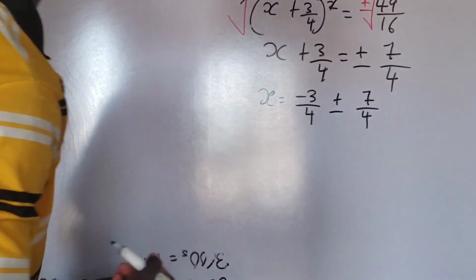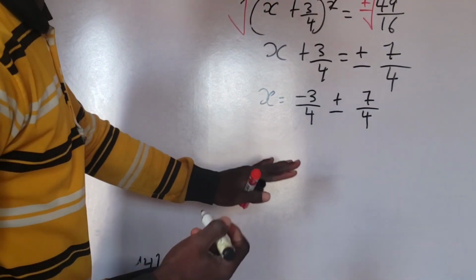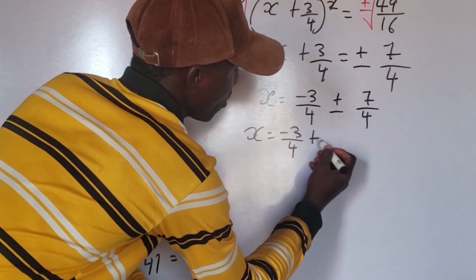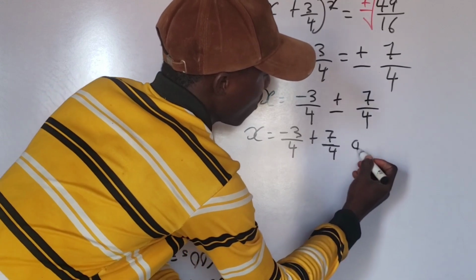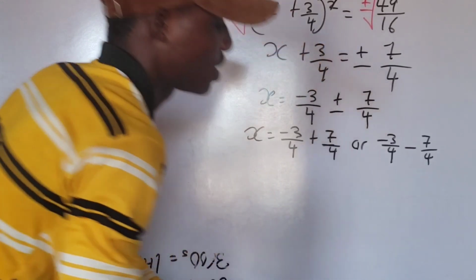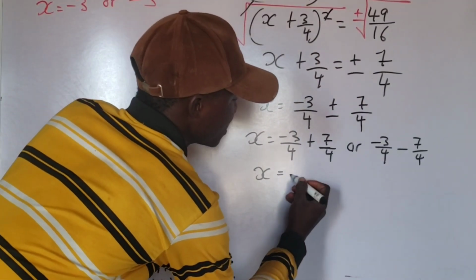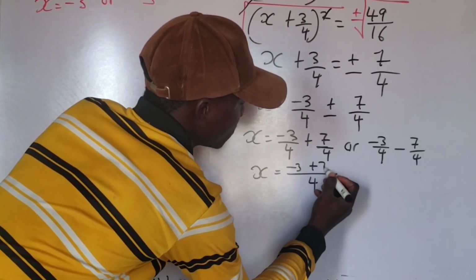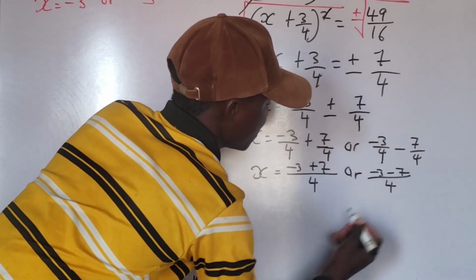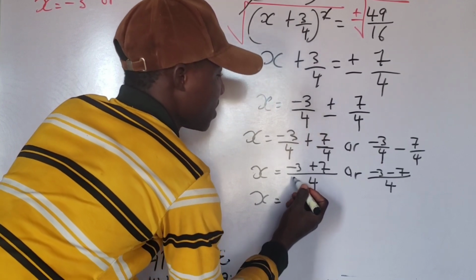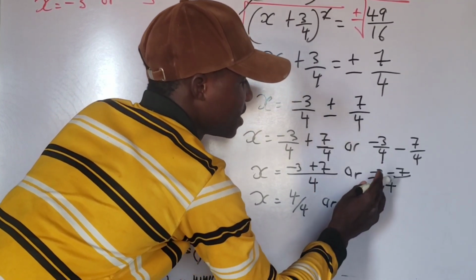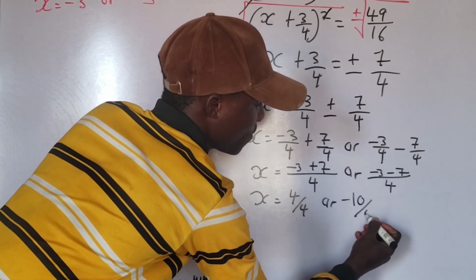Now, from this point, I'm going to separate the fraction. So I'm going to have x equals negative 3 over 4 plus 7 over 4, or negative 3 over 4 minus 7 over 4. Now I'm going to have x equals, what's the LCM? 4. Negative 3 plus 7, or the LCM is also 4, negative 3 minus 7. So x equals negative 3 plus 7, that is 4, 4 over 4, or negative 3 minus 7, that is negative 10, negative 10 over 4.